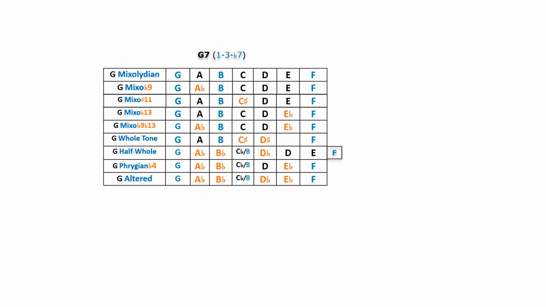Here's a list of scales that work over a G7 chord, ranked from those with the most common tones with C to those with the most outside notes. All scales include the root, third, and seventh of the G7 chord.